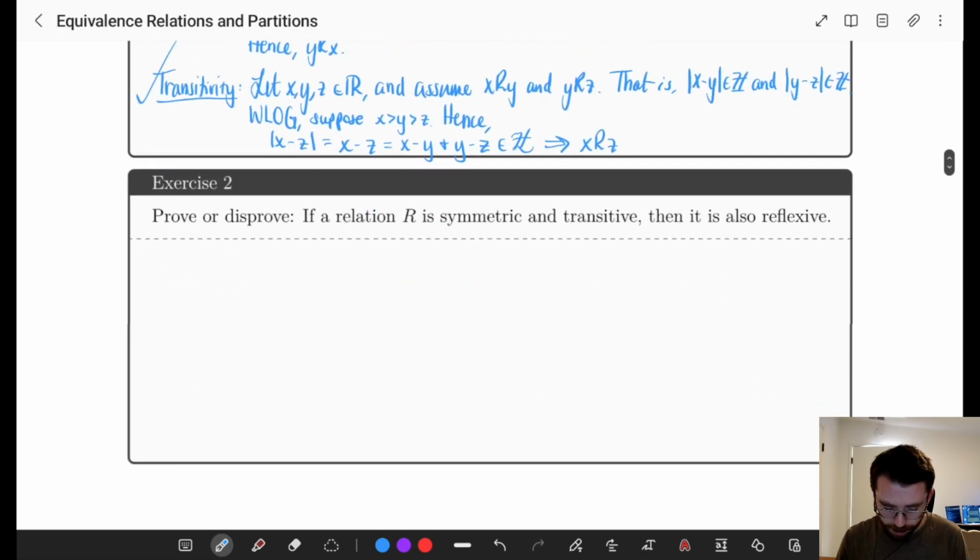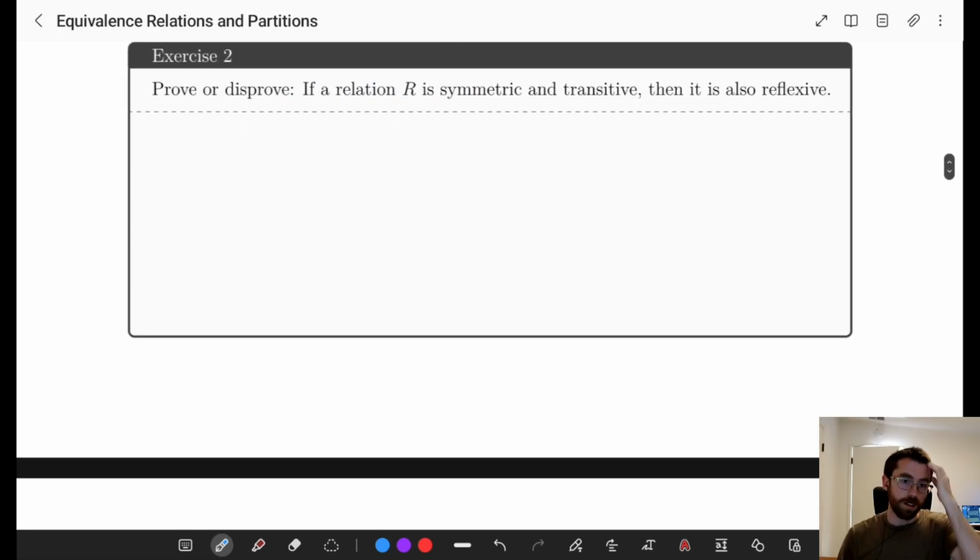All right, next one. This one's a little different. They don't give you a relation. They just say, suppose a given relation, whatever it may be, is symmetric and transitive. Is it reflexive? So you might sit and think about this. They don't tell you whether it's true or not. Typically, if I'm not told whether something is true, I either jump into some examples, or I just try to prove it and see if I run into a snag.